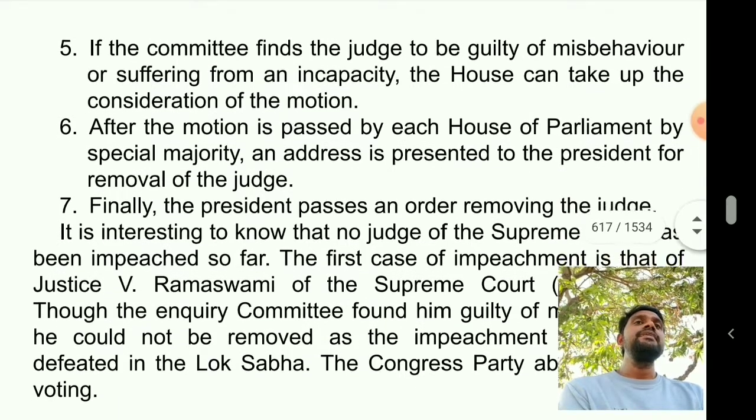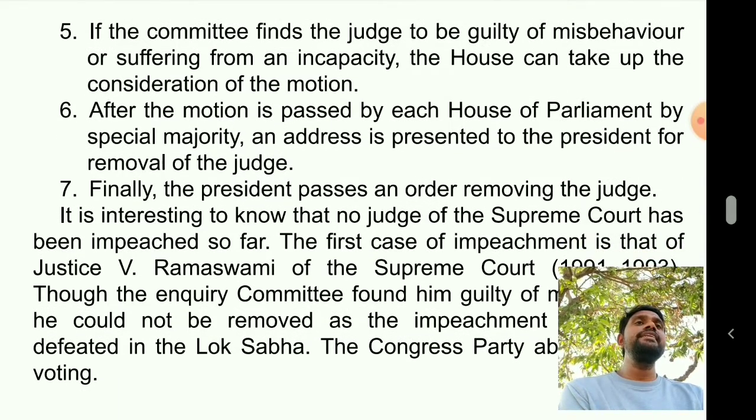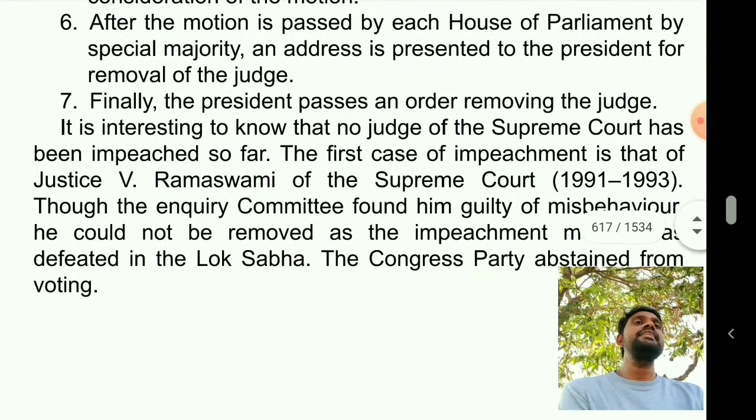Fifth is, if the committee finds the judge to be guilty of misbehavior or suffering from an incapacity, the House can take up the consideration of the motion. After the motion is passed by each House of Parliament by special majority, an address is presented to the President for removal of the judge. Finally, the President passes an order removing the judge.